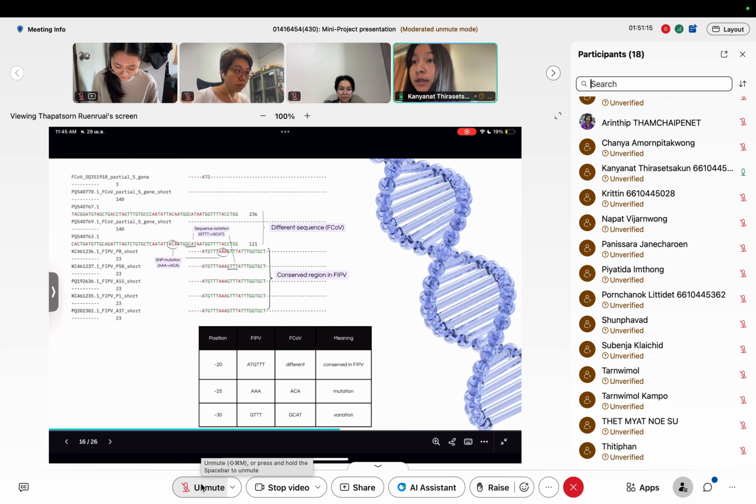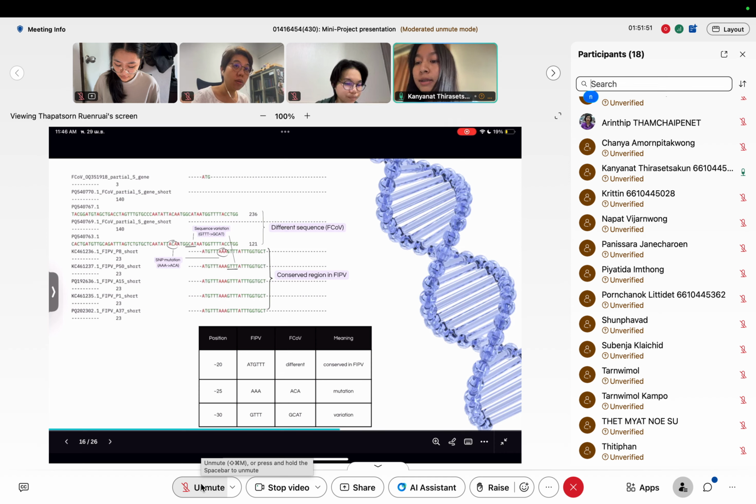This slide shows the result of the sequence alignment of the S gene between FCoV and FIPV. From the alignment, we can observe both conserved and variable regions across the sequences. First, there is a conserved region in FIPV highlighted in the figure. This region remains consistent among FIPV samples but differs for FCoV, making it a good candidate for primer binding.